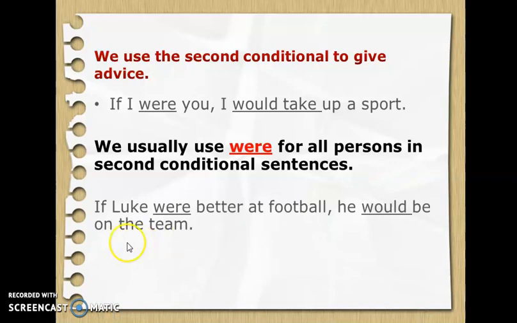Okay, if Luke were better at football, he would be on the team. The question is, is Luke better at football? The answer is no. So you are talking about an imaginary situation. That is why we use were, because we cannot use was. If Luke was better. Because were is actually referring to something that does not happen now nor in the future. Alright?